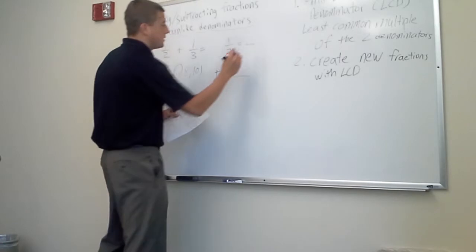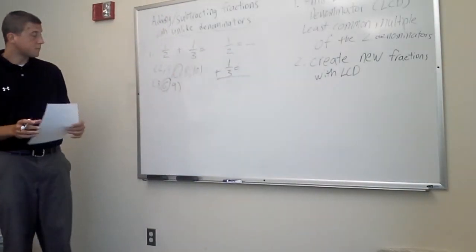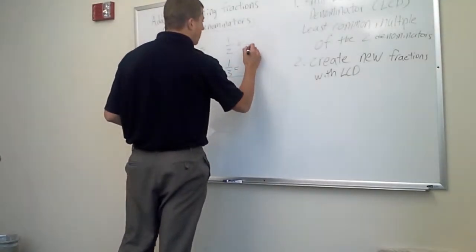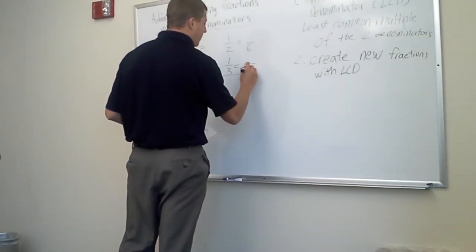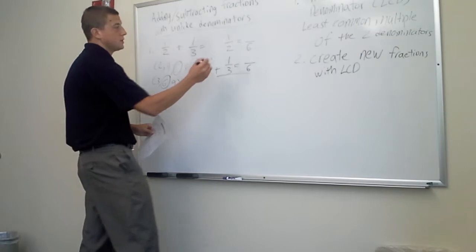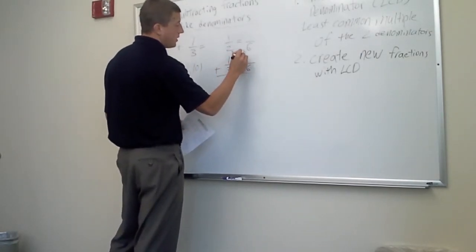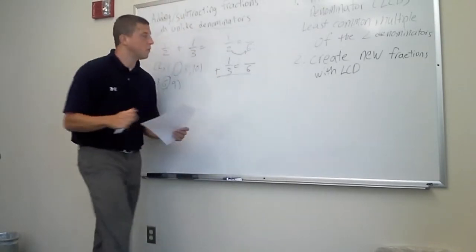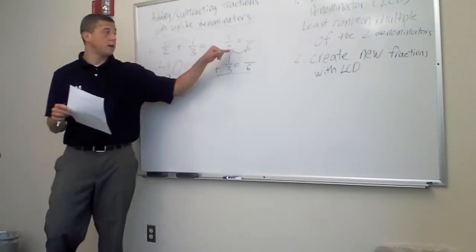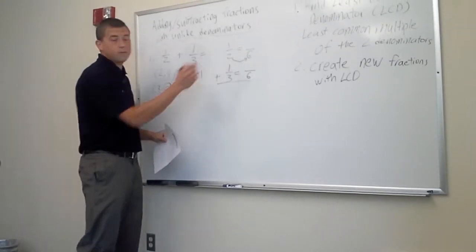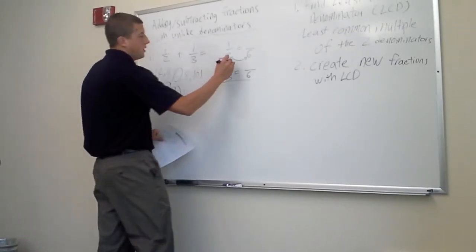So we want to get it so that this fraction has a denominator of 6. And the same thing with this fraction. So what do we have to do so that our denominator here ends up being 6? What can we multiply 2 by so that our denominator ends up being 6 over here? 2 times what gives us 6? 3. Good.